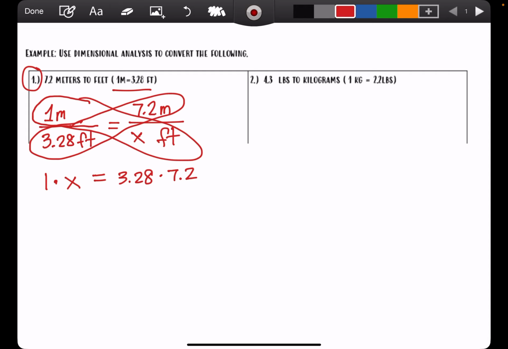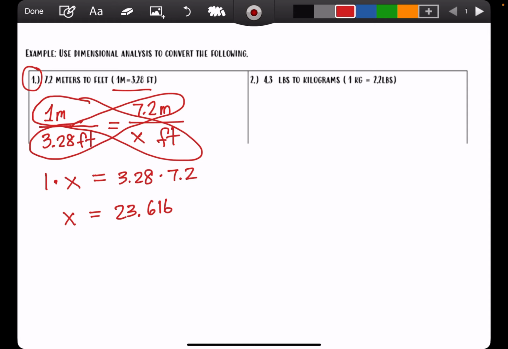Okay, so I'm cross multiplying and setting the two sets of quantities that I'm multiplying equal to each other, just like the equal sign we had in our proportion originally. Now I'm going to do the multiplication. So 1 times X is X. I still have the equal symbol, and 3.28 times 7.2, I'm going to do in my calculator, and I get 23.616. All right, so we just figured out x equals 23.616.